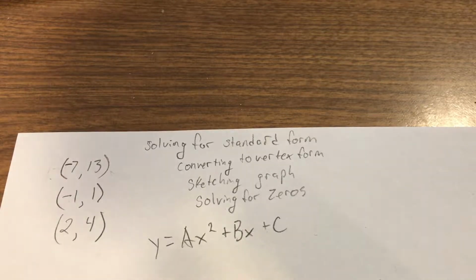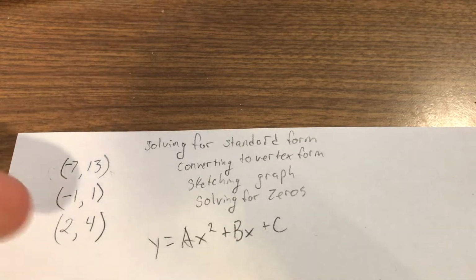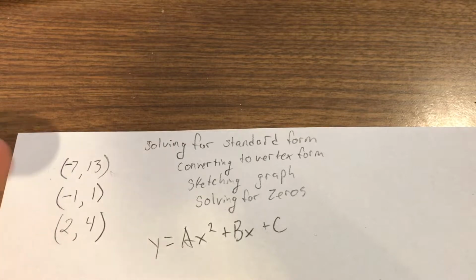Today we're going to be practicing solving for a standard form given 3 different points, (-7, 13), (-1, 1), and (2, 4). From there we're going to be converting to vertex form, sketching a graph, and then solving for the zeros. Follow along, do the problem ahead of me, pause it, and then once you've gotten through maybe a few steps, keep watching the video to check to see that your understanding is on point.